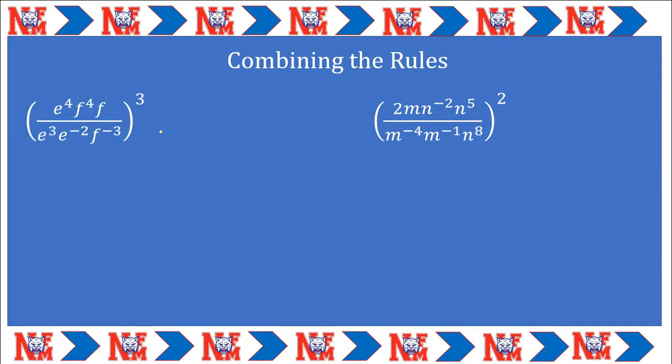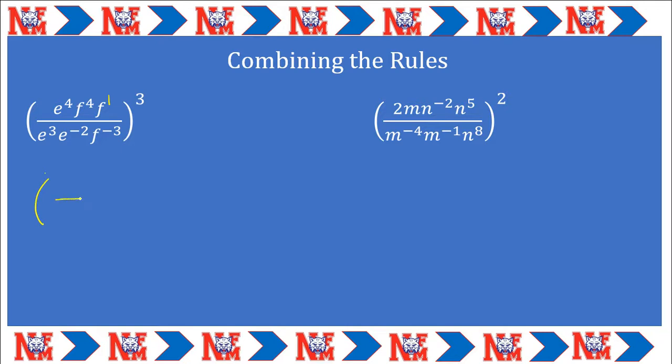Okay, now let's look at just a couple of problems where we're going to combine all of the rules: the product, the quotient, and the power to a power. So here we have several factors, e and f. I have some e exponents on the top and then on the bottom, and I have some bases of f, top and bottom. So we can do this several ways. We could just go ahead and distribute the 3 to every exponent here, or we could go ahead and combine some things within here first. So I think that's what I'm going to do.